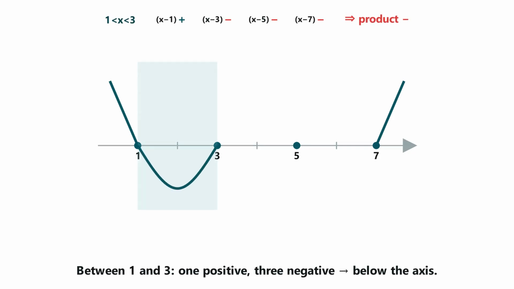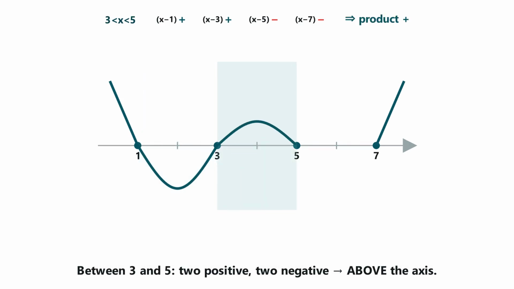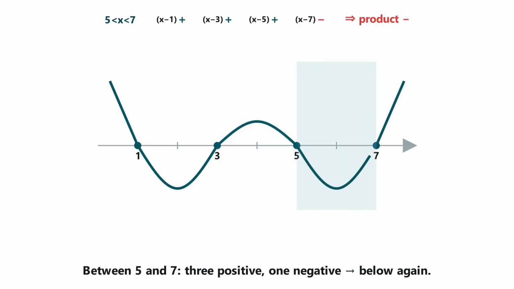Now look between the first 2 roots. If x is between 1 and 3, then x minus 1 is positive, while the remaining 3 terms are negative, and we know 1 positive multiplied by 3 negative gives a negative product. So the graph is beneath the x-axis between 1 and 3. The rest follows the same logic. Between 3 and 5, 2 factors are positive and 2 are negative, so the product is positive. Between 5 and 7, 3 are positive and 1 is negative, so the product is negative.